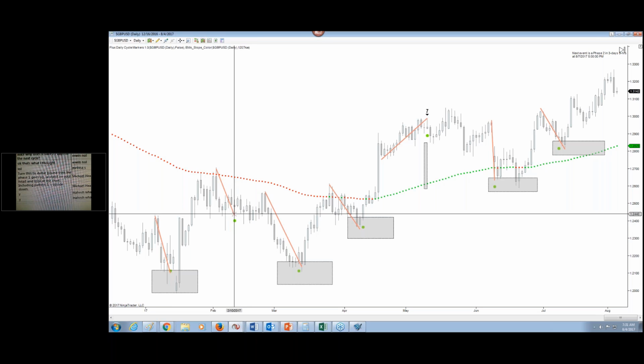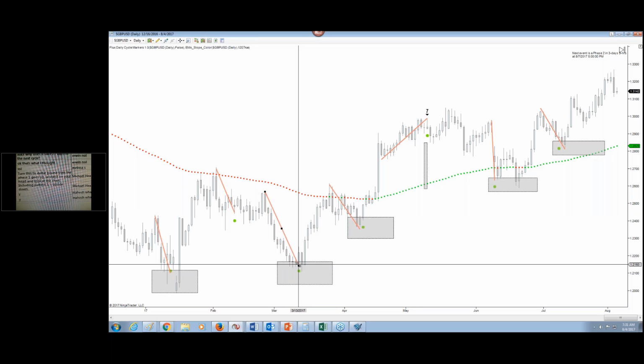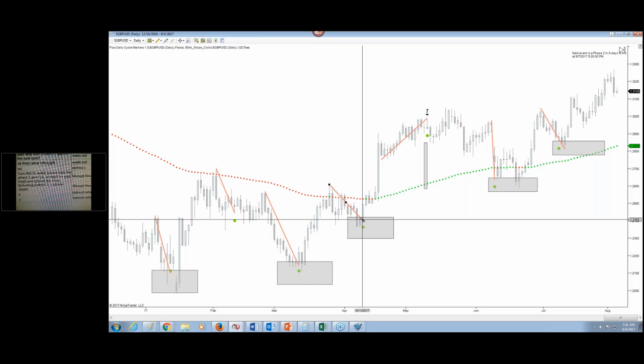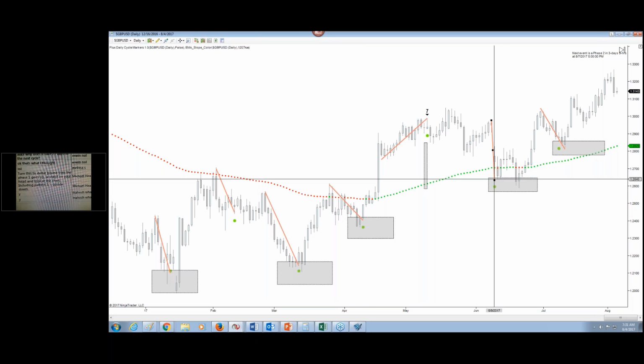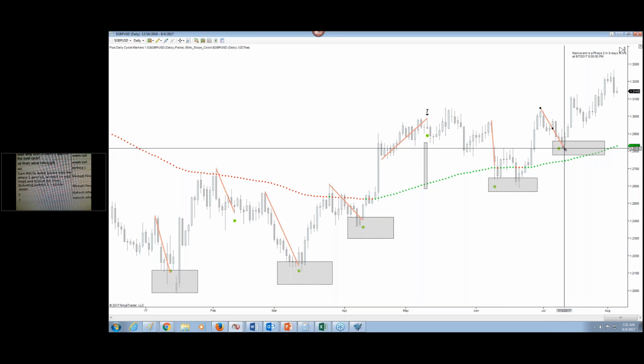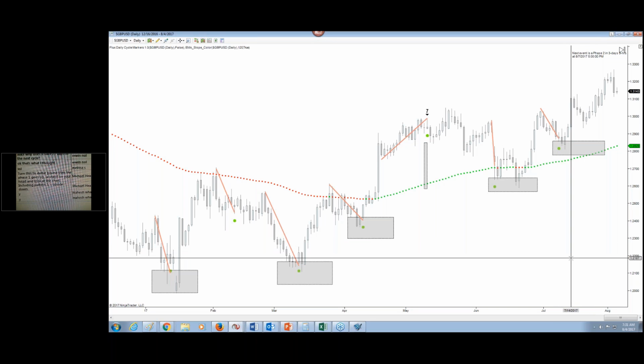Actually, let's be very precise about that then, right? To the low of the phase 2 before it went up. Okay. It's from the high. Does that make sense, brother?